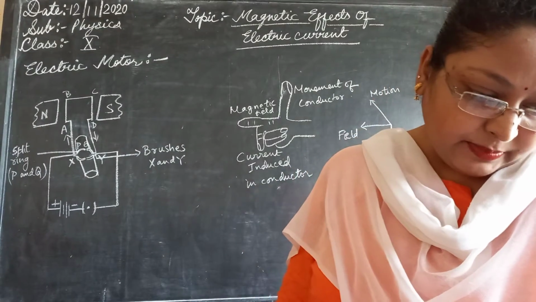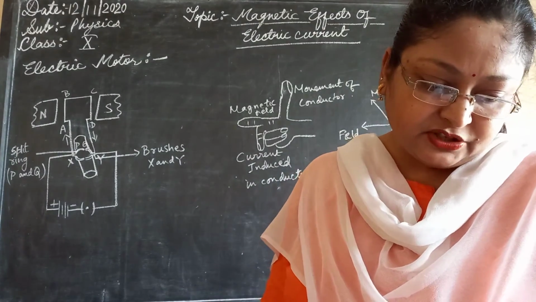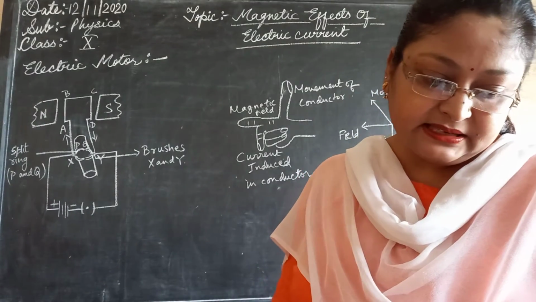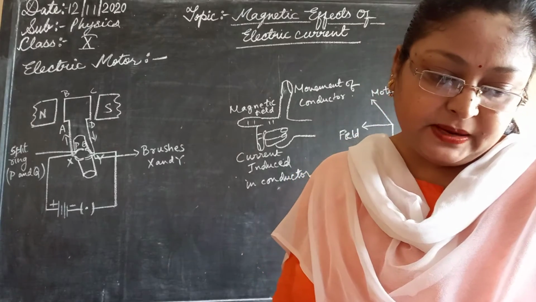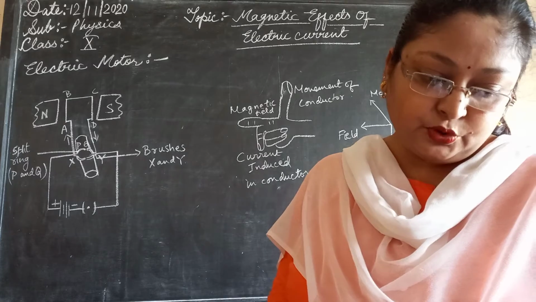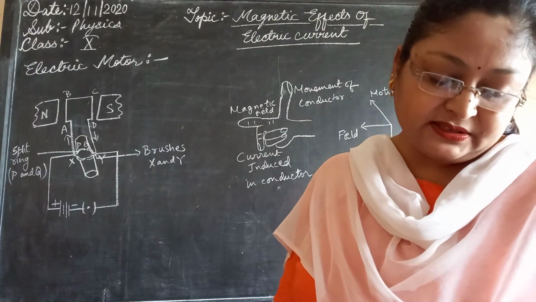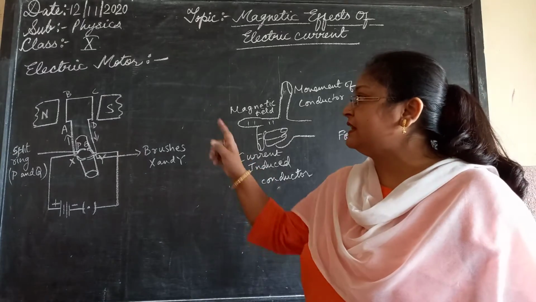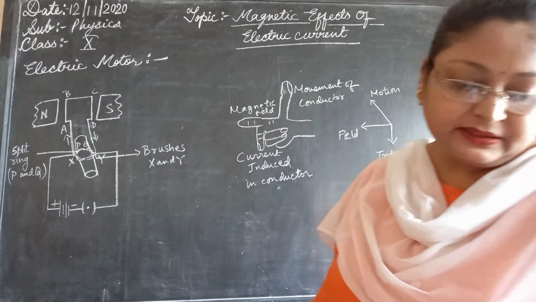So what happens? The reversal of the current also reverses the direction of the force acting on the two arms AB and CD. Thus the arm AB of the coil that was earlier pushed down is now pushed up, and the arm CD, previously pushed up, is now pushed down. So CD will be pushing downward and AB will be moving upward. It is continuously moving. That's why.